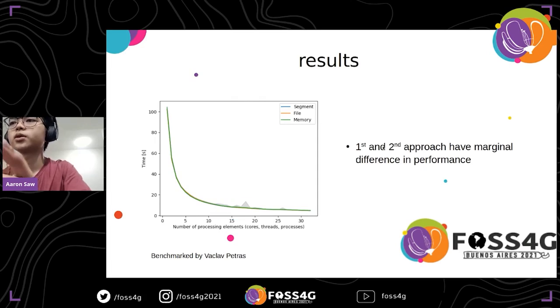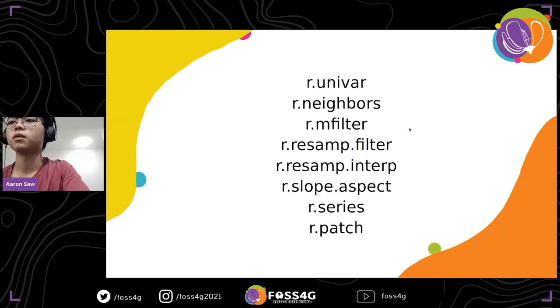It turns out that the first approach and the second approach have a very marginal difference in performance, but we still prefer the second approach because the first approach requires extra disk space, which is not elegant. So these are all the modules that have been parallelized and will be merged into GRASS on release 8.2.